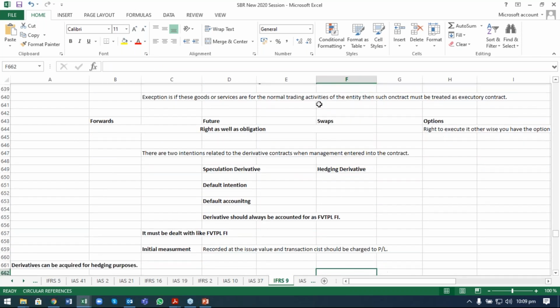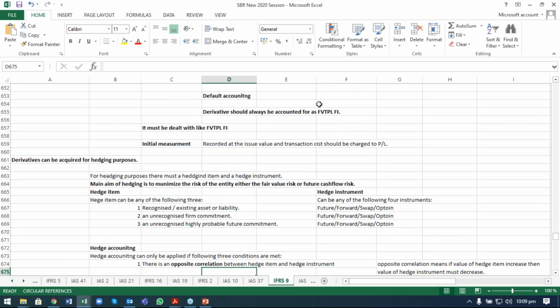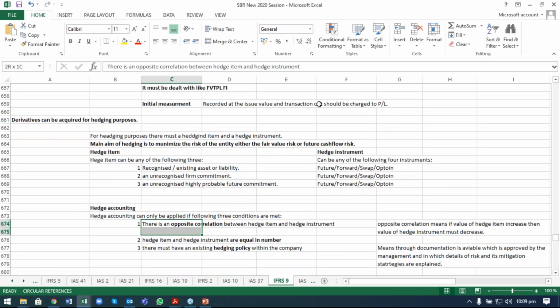So for the application of hedge accounting, you have to meet 3 conditions. You have to meet these 3 conditions in order to apply the hedge accounting. If any of these conditions is not met, then you cannot apply the hedge accounting. First criteria is there must be an opposite correlation between hedge item and hedge instrument. It means if the value of the hedge item is increasing, then the value of the hedge instrument is decreasing. So there must be an opposite correlation. Second one is hedge item and hedge instrument must be equal in number.